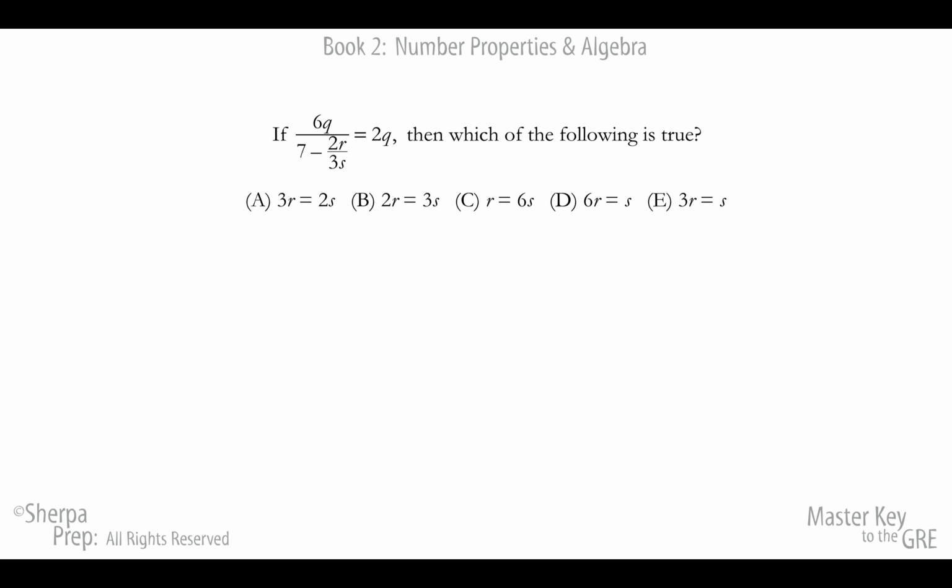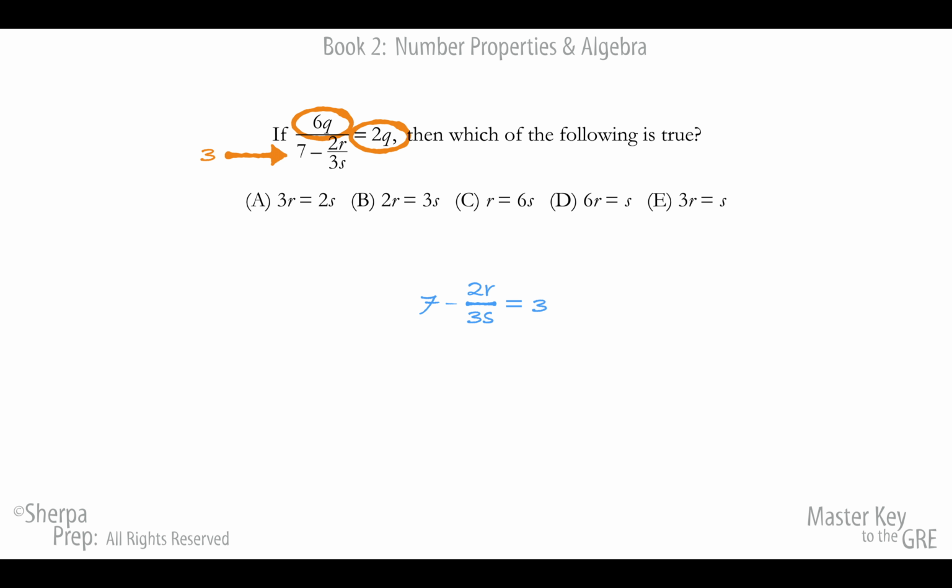For example here, if we step back and look at this equation, notice that we've got 6q divided by something equals 2q. We know that something has to equal 3 because 6q divided by 3 equals 2q. So as a first step towards solving this, if we really want to make this problem easy, we can recognize that the 7 minus the 2r over the 3s, whatever that thing equals, it's equal to 3.